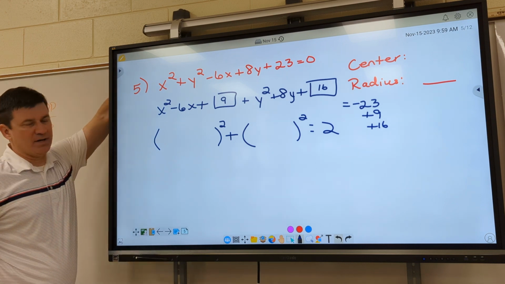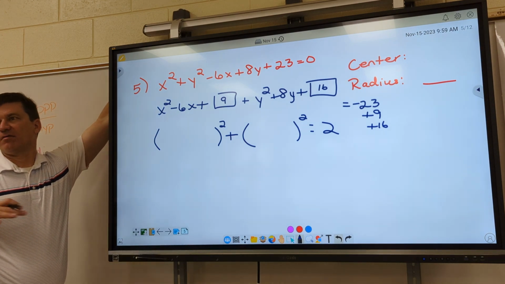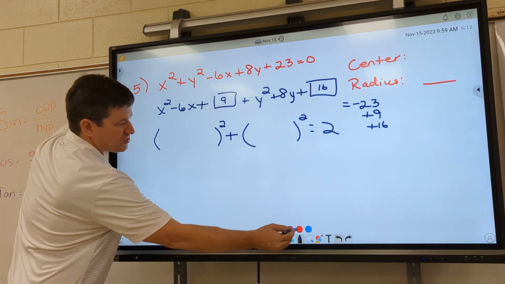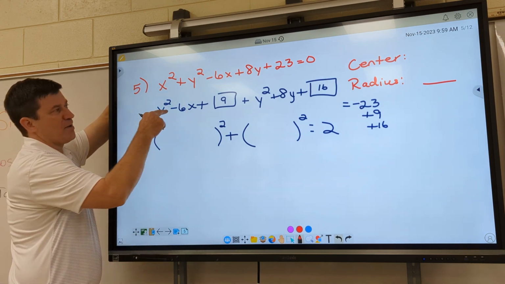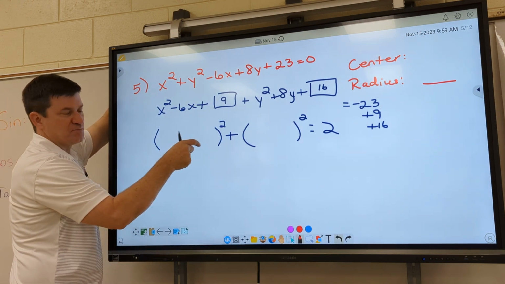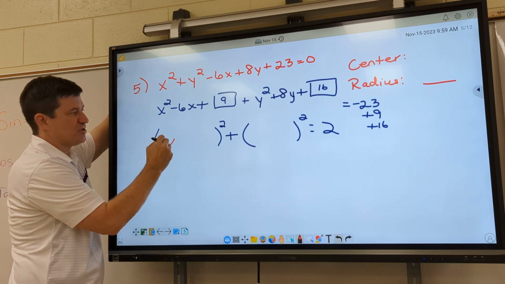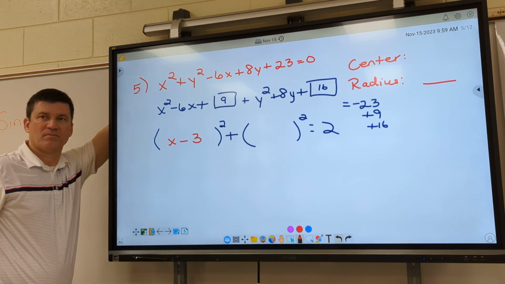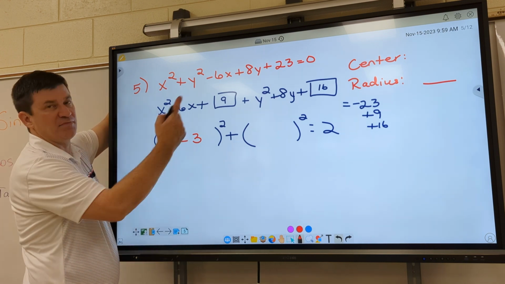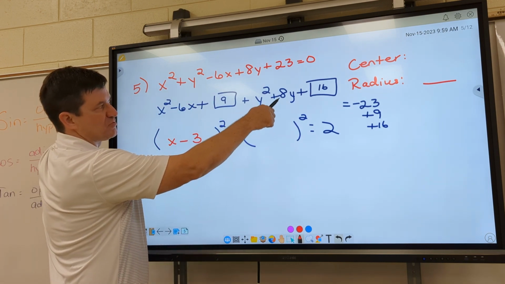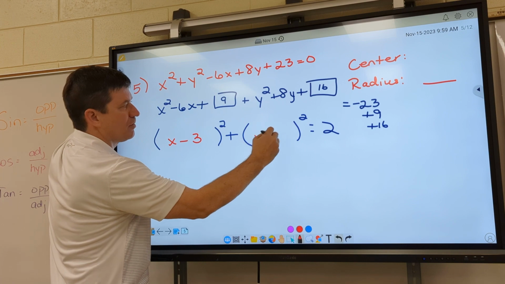All right, let's keep going. Now, was anybody out that hadn't seen this at all? Everybody's seen it some? Good. We can go straight now and do the shortcut. What do I bring down from this group into this parenthesis? X minus half of that number, which is 3. So you bring down x minus 3. Same thing on the other group. Y plus what? Y plus 4.